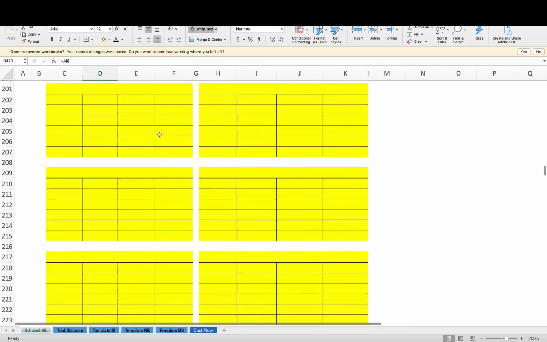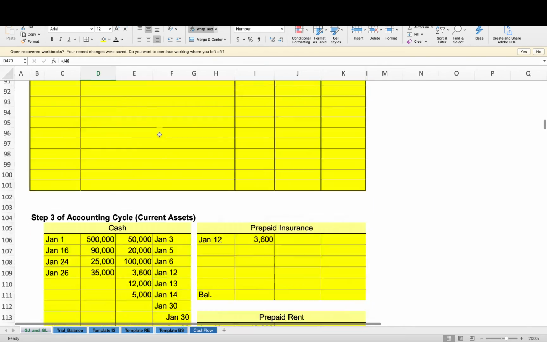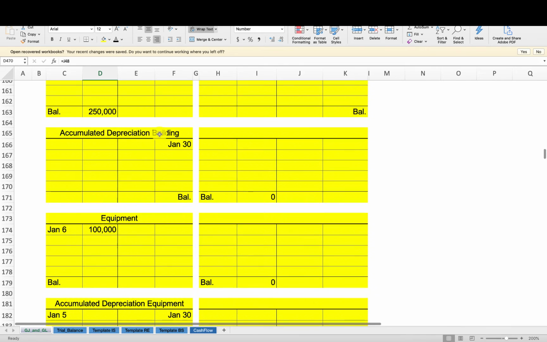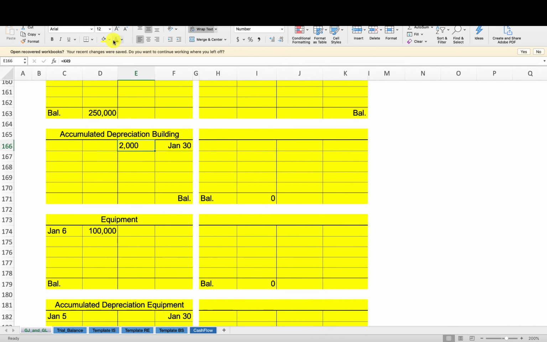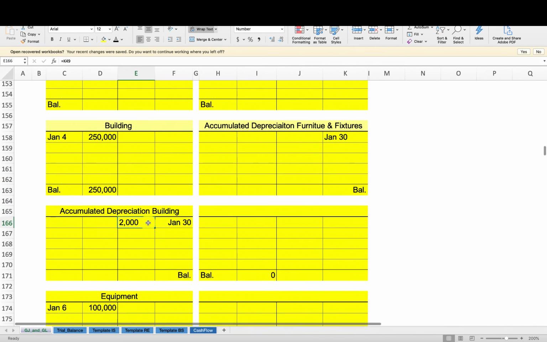And my accumulated depreciation is a contra asset account. So I'm going to go to the asset section, right? Here's the accumulated depreciation building, and I credit it for $2,000.